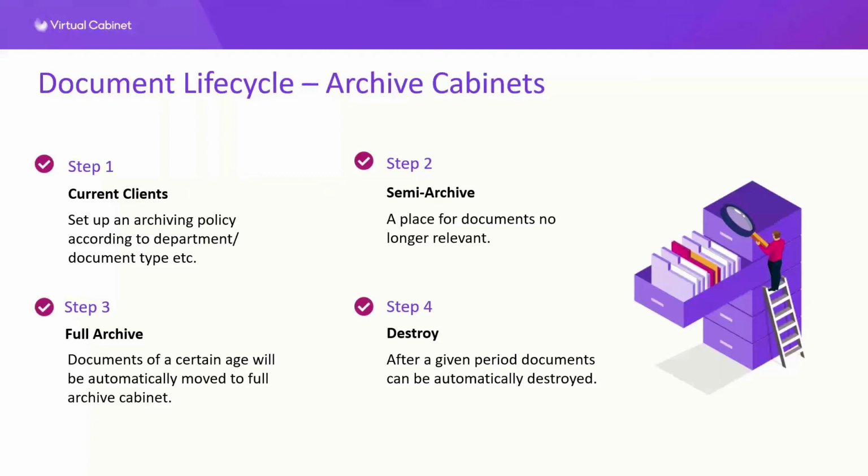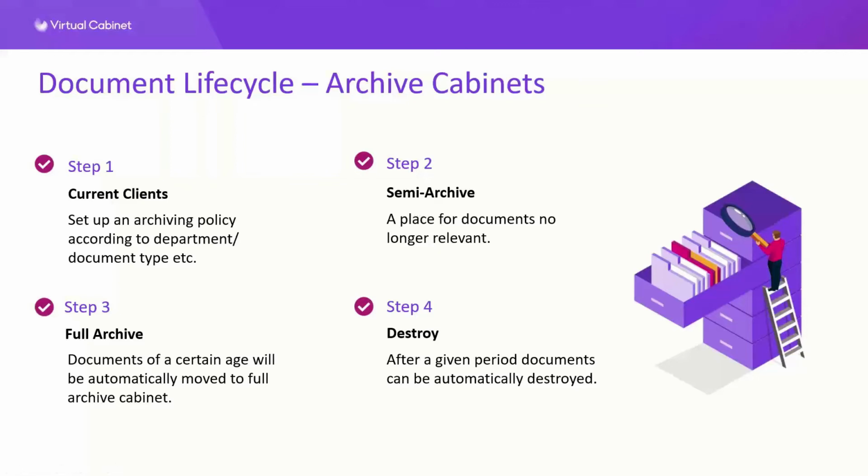So this is where we can begin to introduce some cabinets in kind of 4 steps. You've got your live client cabinet that you've got at the moment. This is the one where you're creating documents for your customers and you're saving it into Virtual Cabinet. It's more than likely going into your client's cabinet. Well, we can begin to break that down further by introducing a new cabinet. We would call this one the semi-archive.